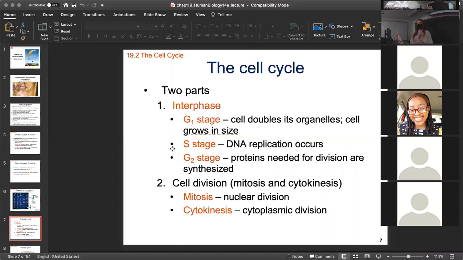In the S stage, our DNA is replicated, all right? DNA is kind of in charge. It's like the CEO of your cell, okay? And the DNA replicates so that there can be a DNA over there. You've got to have a new boss in the new cell. And then we have the G2 stage, where proteins that are needed for division are synthesized. So we're going to have the function of breaking these two cells into two pieces, and proteins are going to be in charge of that function. Most cells are in interphase.